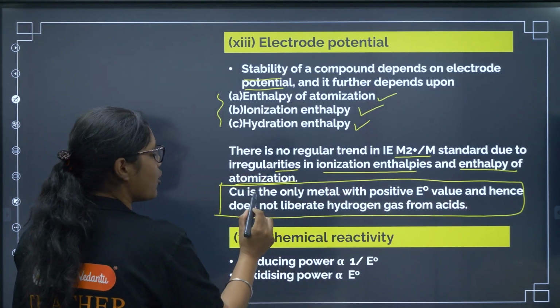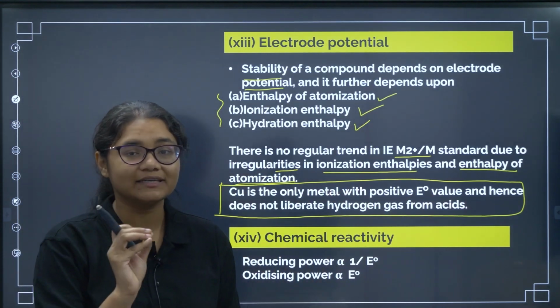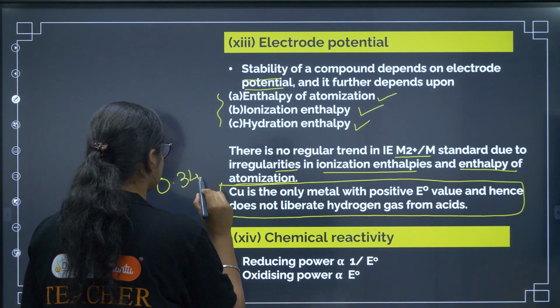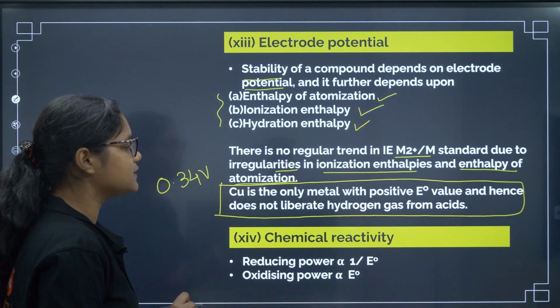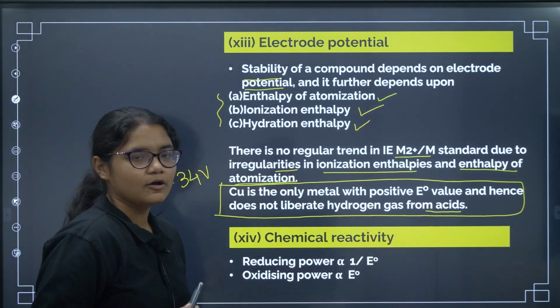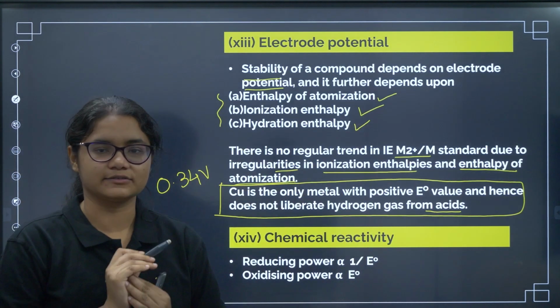Please remember this one. Copper is the only metal with a positive E0 value. You can remember the value also, 0.34 volt. Then what is the reason? Then what happens is that it does not liberate hydrogen gas from acid. What is the relation here? How to understand this concept?